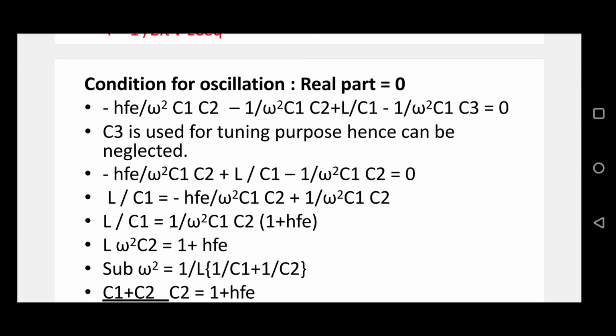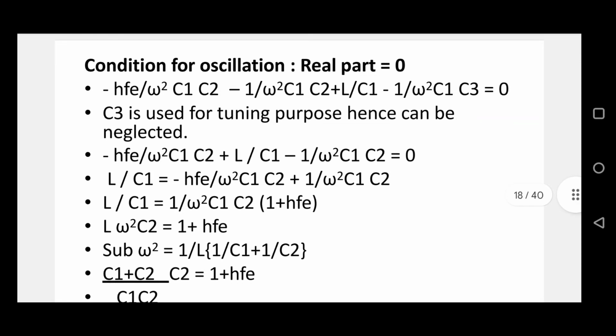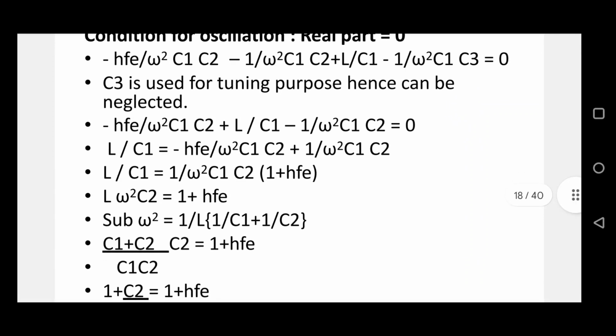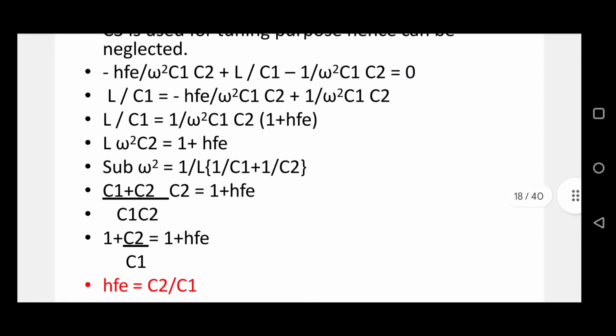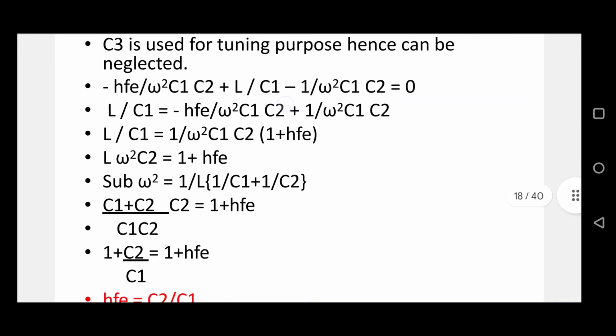Now C3 is used for tuning purpose and hence can be neglected. We should neglect this C3 value because C3 is a tuning capacitor, used for setting the desired frequency range. After neglecting C3, we can get this equation as this one. And after simplifying, we should find out the value of hfe, the forward current gain.